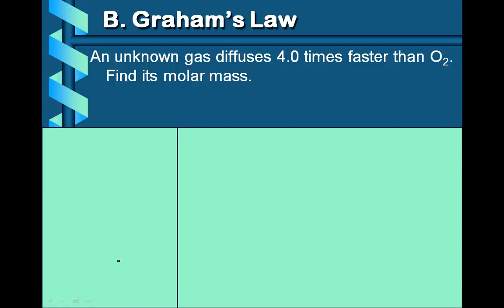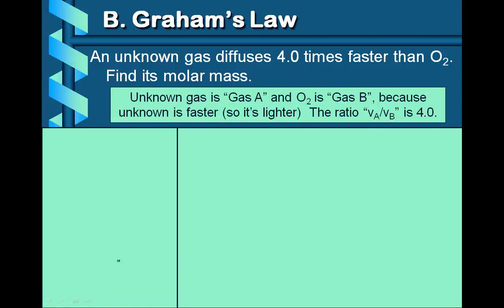Okay, let's try another one. An unknown gas diffuses 4 times faster than oxygen. Find its molar mass. So this time we don't know the other gas. We know oxygen. Which one is faster? That's the first question you want to ask yourself. The unknown gas is faster than oxygen, so let's make that gas A, and oxygen is slower, so let's make that gas B. We know that the unknown gas, gas A, is 4 times faster than gas B. You could think of that as 4 over 1.